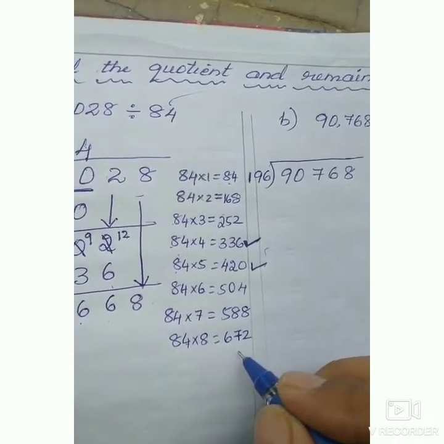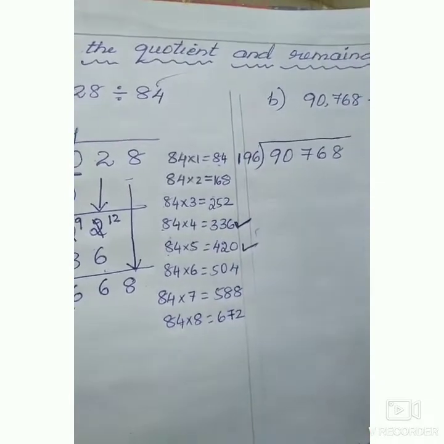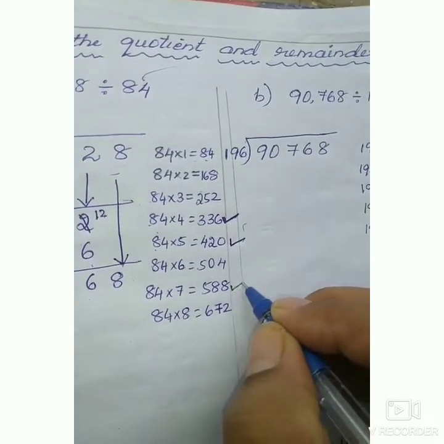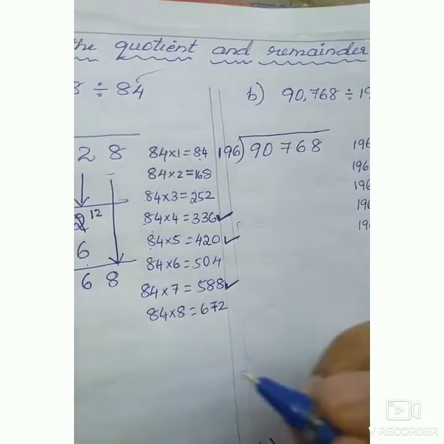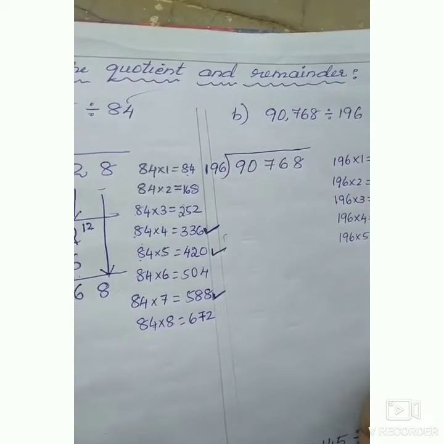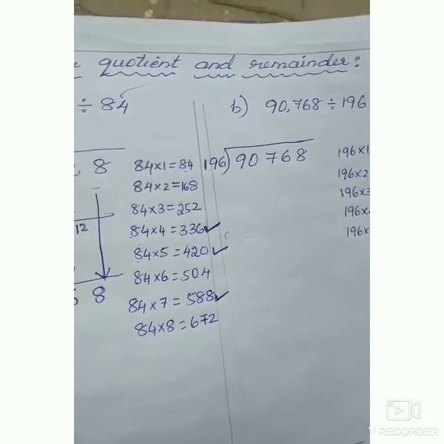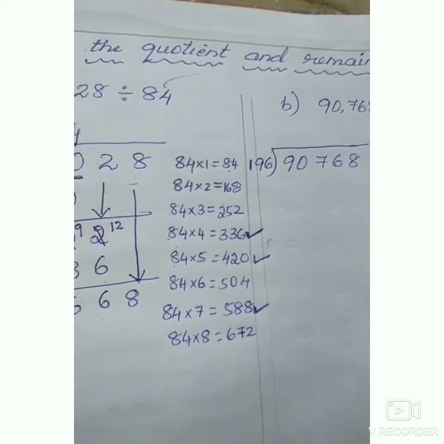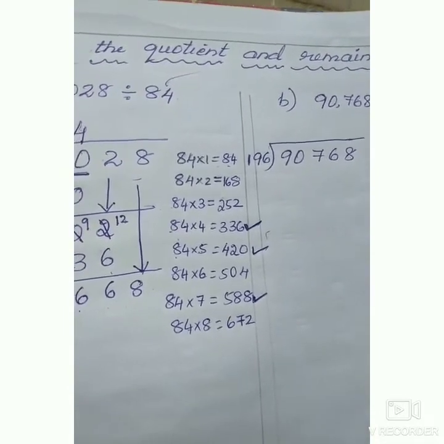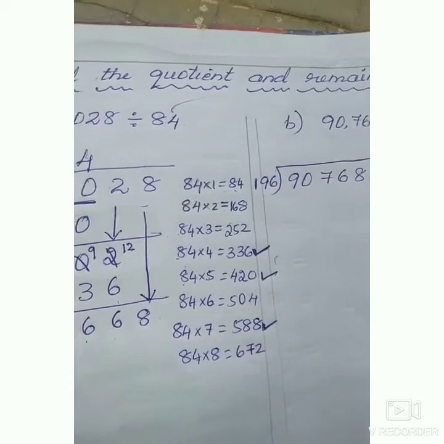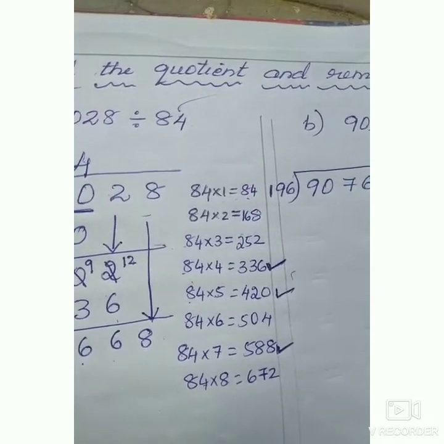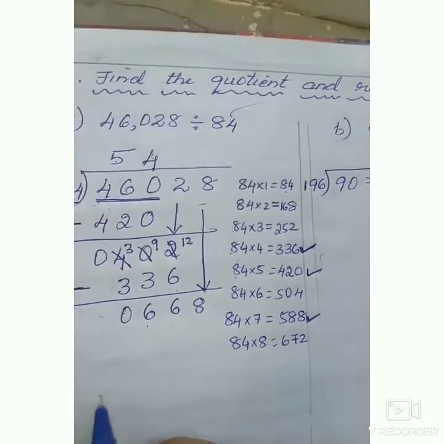Now see, children, 668. Now where is 668 in the table? Again no. So what you have to do is take the immediate less than 668. Why, miss? You can ask me why I have to take the less than number. Why can't I take the greater than? You know, children, if you take greater, you can't subtract. For subtraction, the first number should be the greater number, the second should be the smaller number.